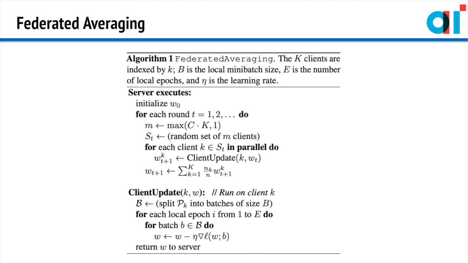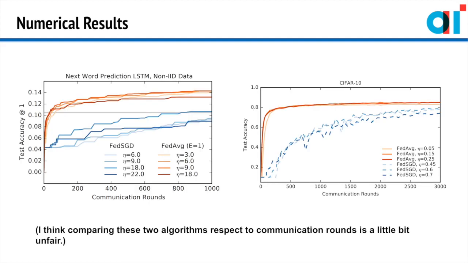We can see, basically, the algorithm is to weighted average the randomly selected clients' locally updated model parameters proportional to the number of user data. Here are some numerical experiment results comparing FedSGD and federated averaging. Although I think comparing these two algorithms with respect to communication rounds is a little bit unfair, we can basically see that the federated averaging algorithm performs better.